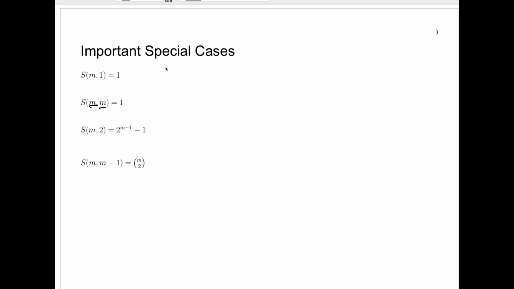Note here, T(m,1) was also 1, and thus S(m,1) is just T(m,1) over 1 factorial. It should not surprise us that the answer is 1. Similarly, we had T(m,m) is m factorial, so using the formula from earlier, S(m,m) should be T(m,m) over m factorial, which is just 1.